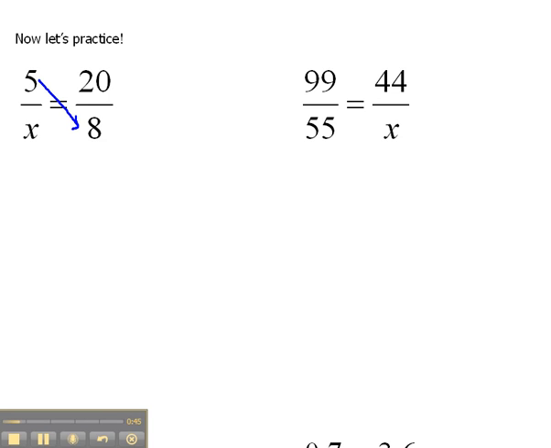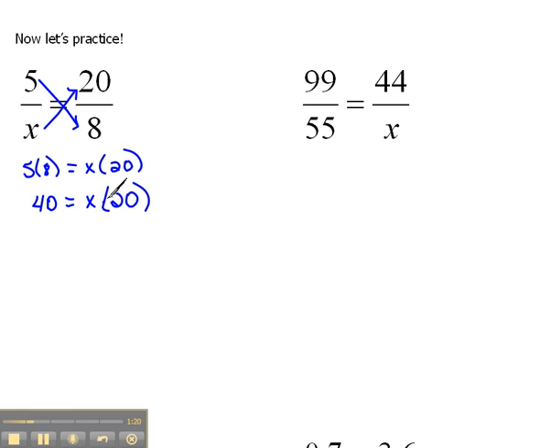The cross product technique says we're going to multiply diagonally. 5 times 8 will equal, now we'll multiply the other diagonal, x times 20. Now we'll do what we can. 5 times 8 would be 40, equals x times 20. I should put that in parentheses rather than a dot, otherwise we confuse it with our decimals. Now, what do we have to multiply by 20 to get 40? Well, that means that x has to be 2, because 2 times 20 is 40.